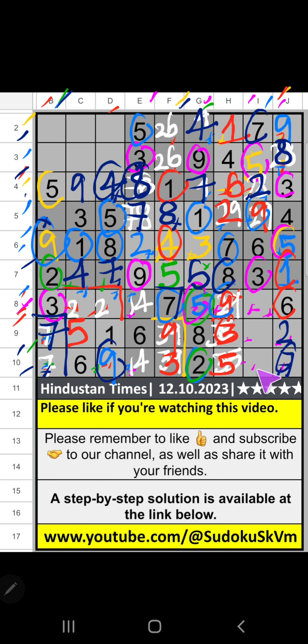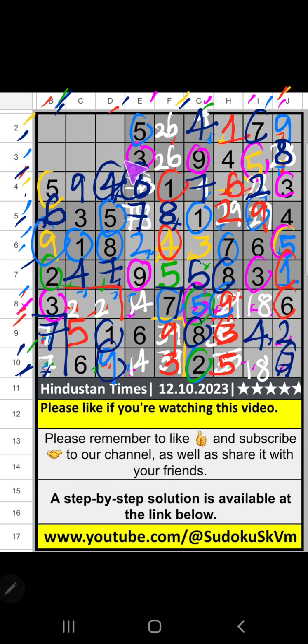Column I, 3 numbers are remaining, 1, 4, 8. 9th row, we have 1 and 8. So 1 and 8 can't come in this cell, it will come in one of these cells. We'll confirm later. The 9th grid, 9th row, only one number is remaining, 4. 4 is confirmed here. 10th row, column B, we have 5. 4th grid and 5th row, only one number is remaining, 6. 6 is confirmed here.